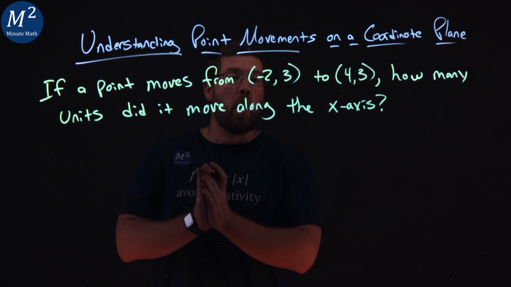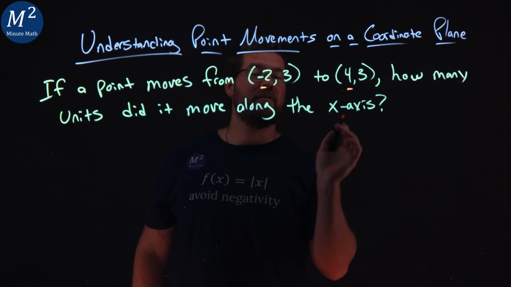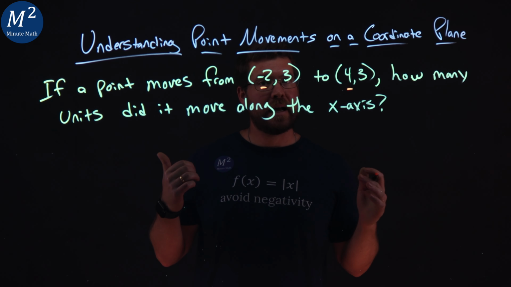Let's learn about understanding point movements on a coordinate plane. If a point moves from (-2, +3) to (4, +3), how many units did it move along the x-axis? So we're only caring about the x values of each one of these points. That's how much it moves across the x-axis.